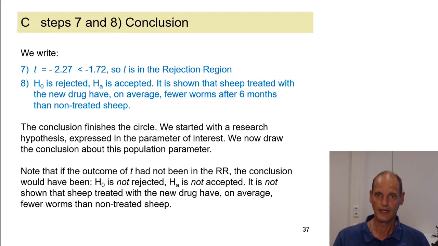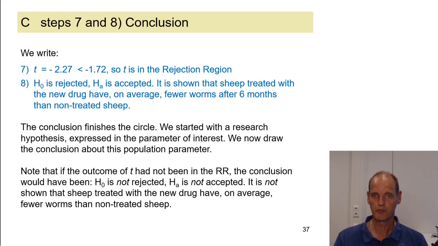Note again that if the outcome of T had not been in the rejection region, the conclusion would have been: the null hypothesis is not rejected, HA is not accepted. It is not shown that sheep treated with the new drug have, on average, fewer worms than non-treated sheep.